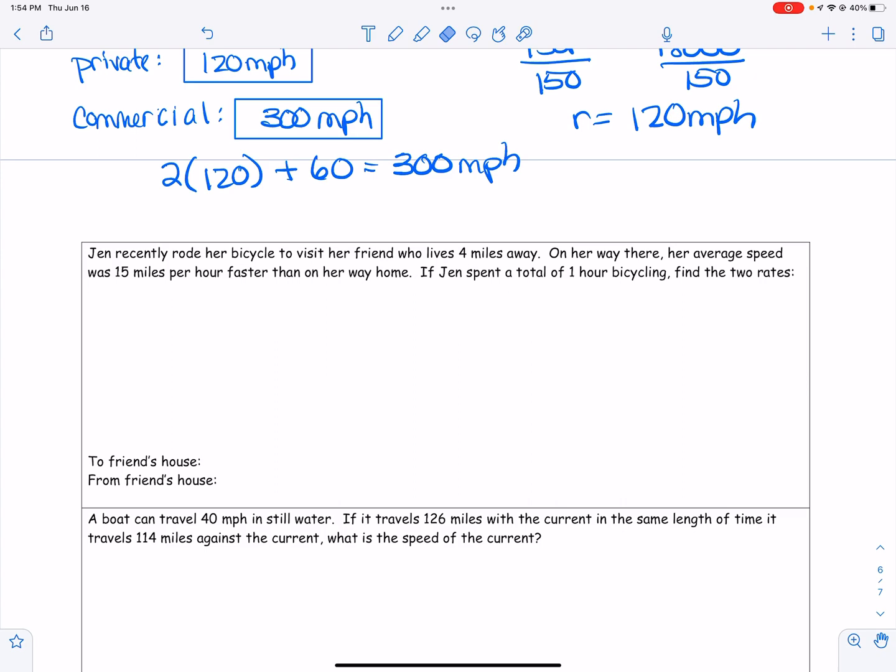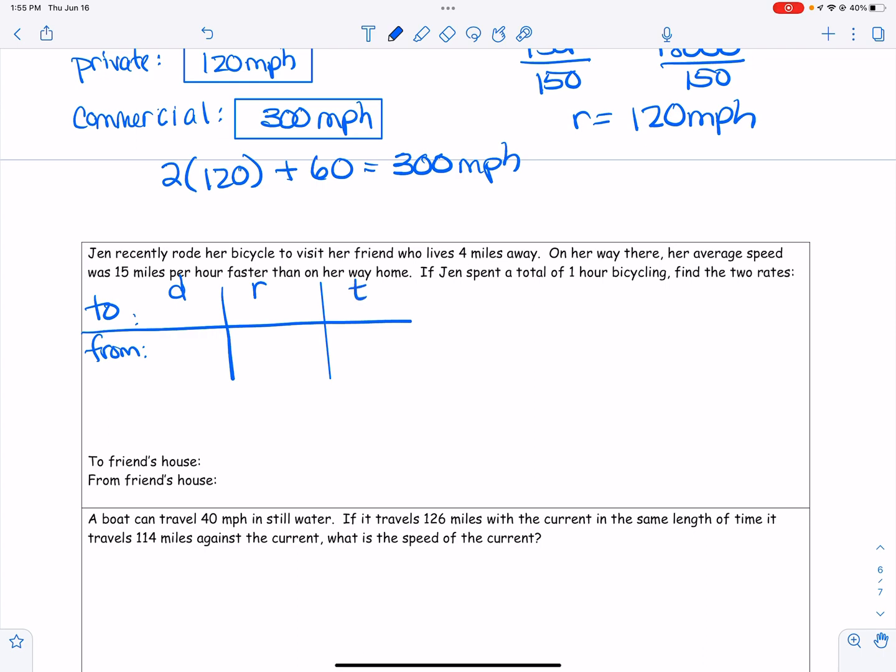So Jen is riding her bike to her friend's house. So let's go ahead and make our column 2, and then it says on her way there, and then it says on her way home. So to and from her friend's house. And so we have distance, we have rate, and we have time, okay?